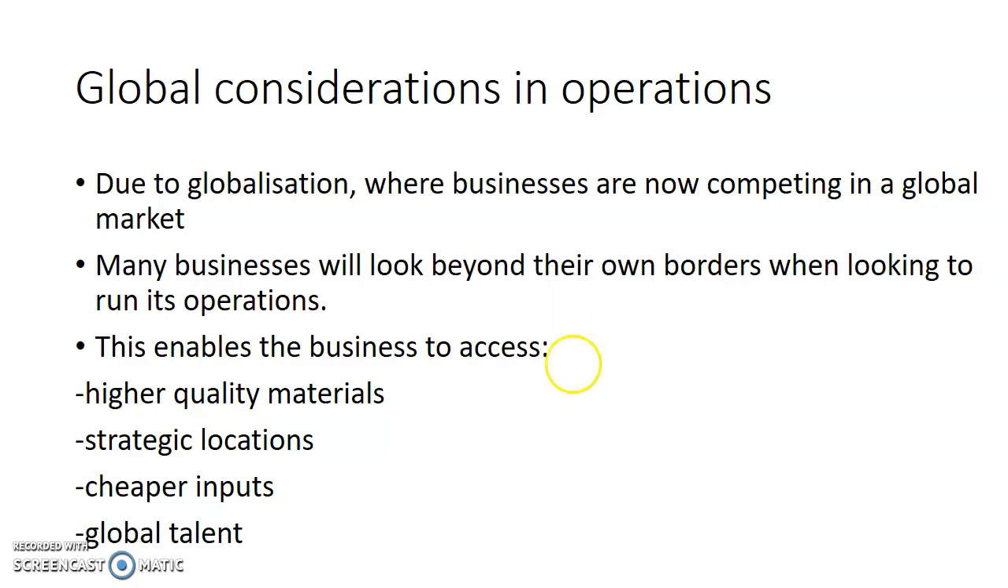Now again, cheaper inputs here means cheap raw material, cheap labor. Global talent is if there's more talented people in another country based on your business, then it might help your business to actually have the operations processes in that country.